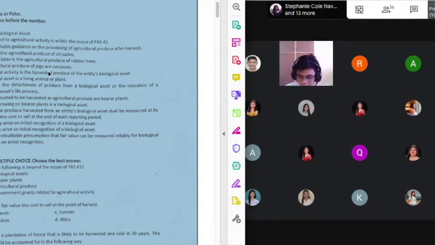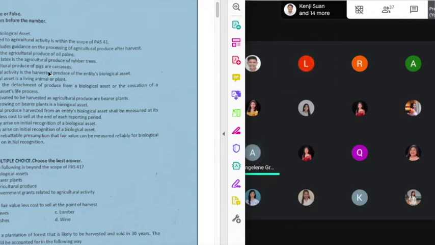So many easy questions from PAS 41 will come in the form of definition of terms. And the definitions here are not confusing, so I expect you to get these kinds of questions correct, class. Number 9: Harvest is the detachment of produce from a biological asset or the cessation of a biological asset's life process. True, sir. When I make a question on this one, I normally exchange harvest for agricultural activity.